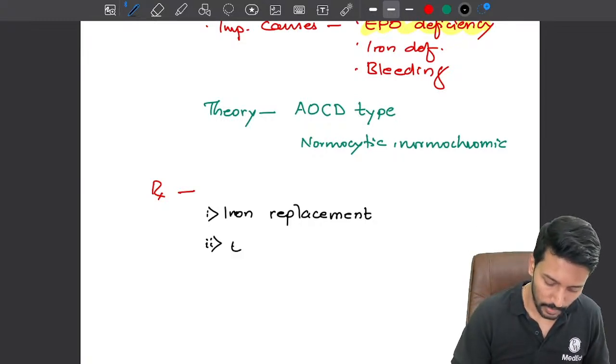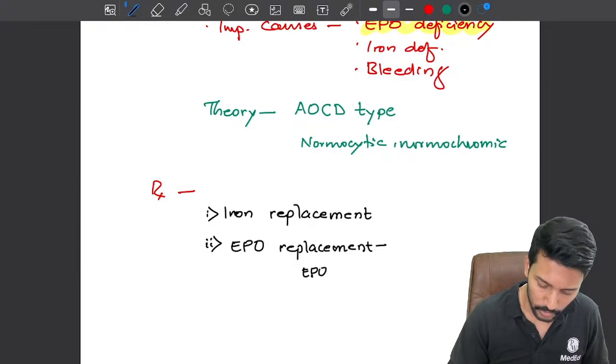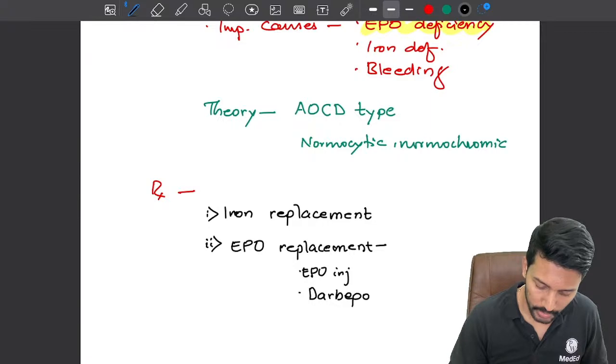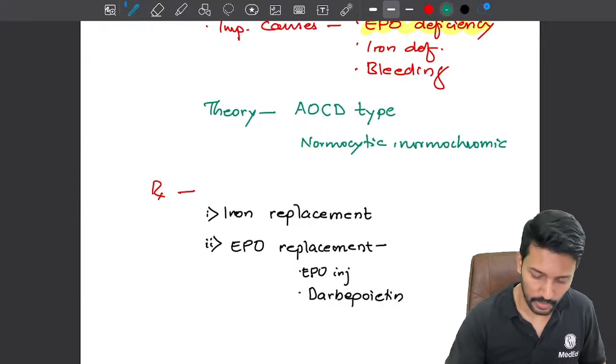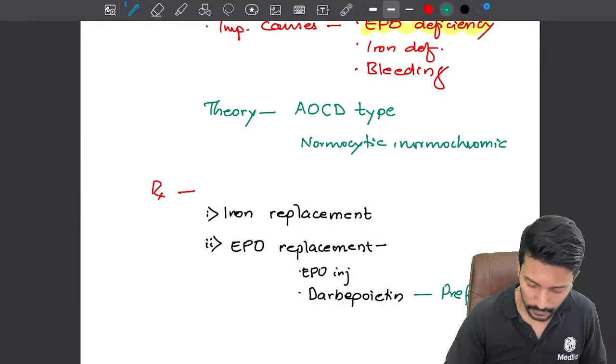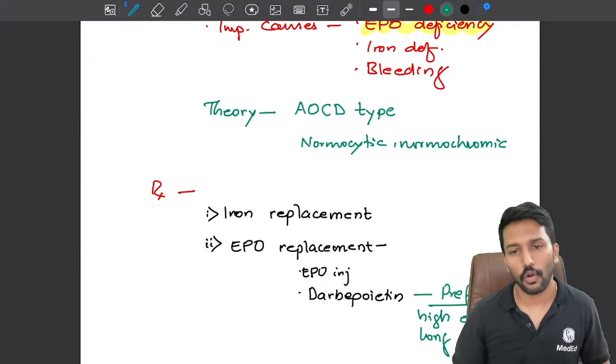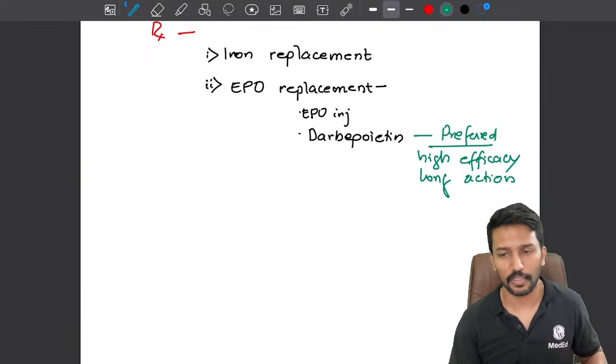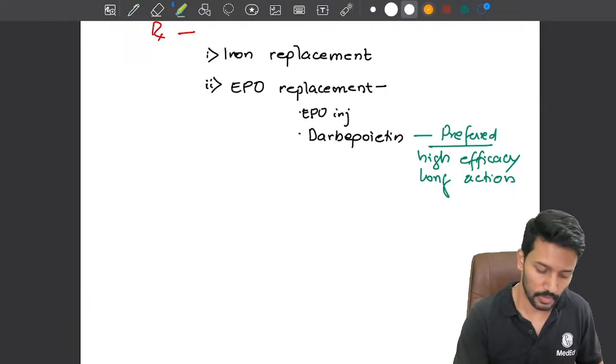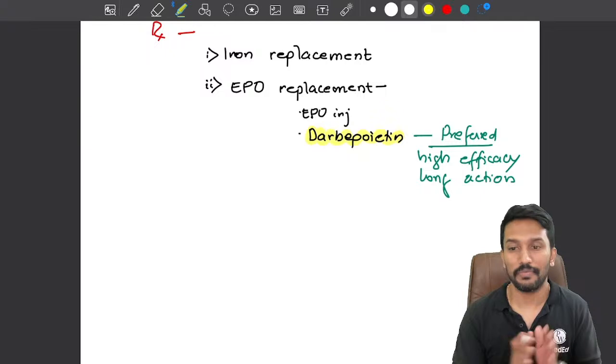Second, we have to give erythropoietin replacement, either with EPO, erythropoietin injection, or an erythropoietin derivative called darbepoetin. Here darbepoetin is preferred. Why is it preferred? Because of higher efficacy and longer action. So you can give darbepoetin once a week or twice a week. You don't need to give it on a daily basis. Erythropoietin would require more frequent administration. So that is why darbepoetin is a preferred agent.